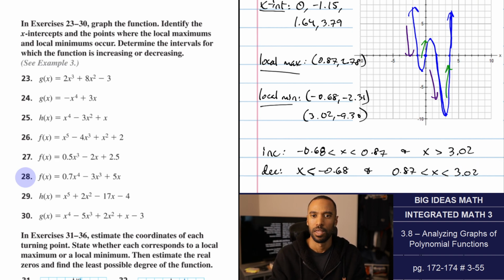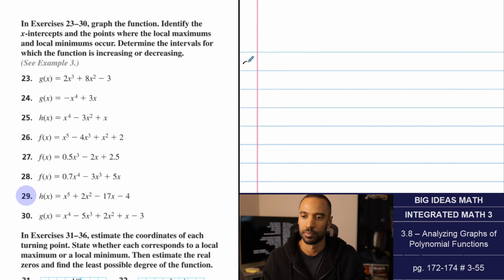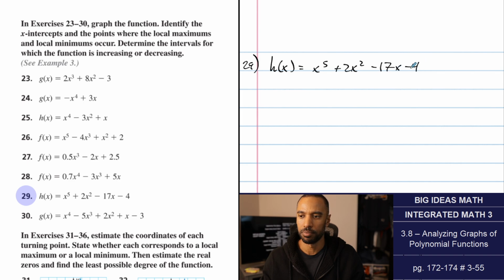There we go. Okay, two more. Not for the set, we still have another like 30 problems to go. Number 29. H of x equals x to the fifth plus 2x squared minus 17x minus 4. No common factors, no factoring by grouping.